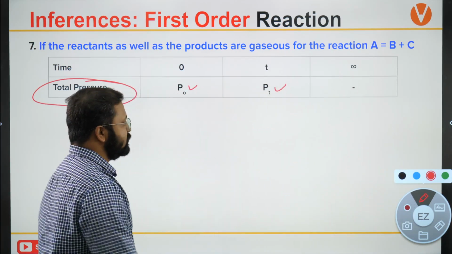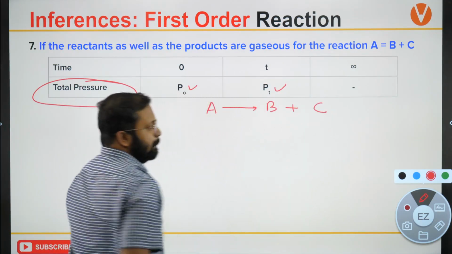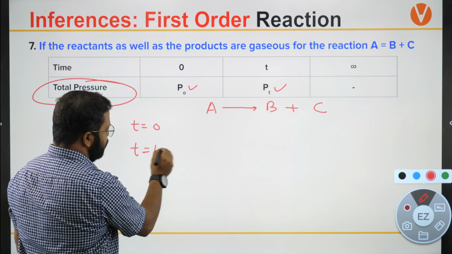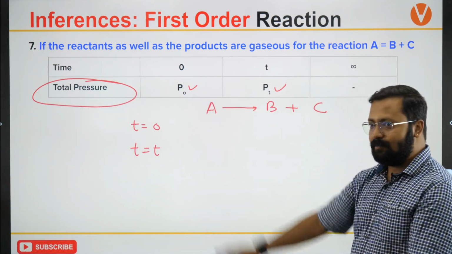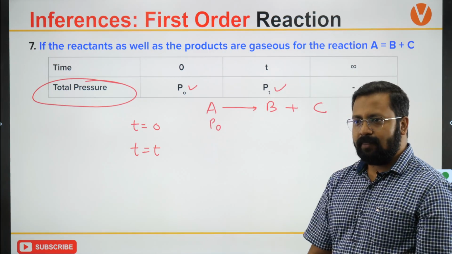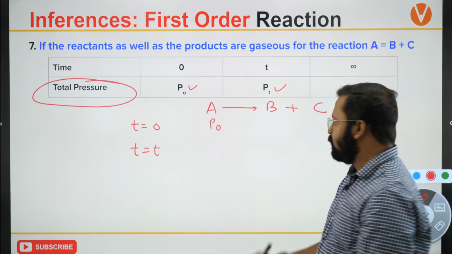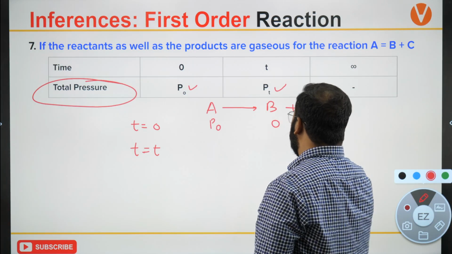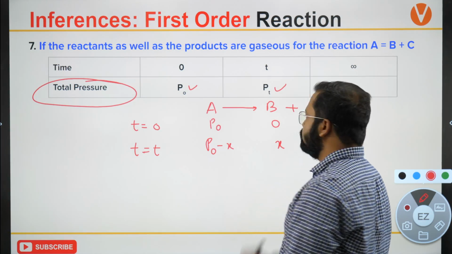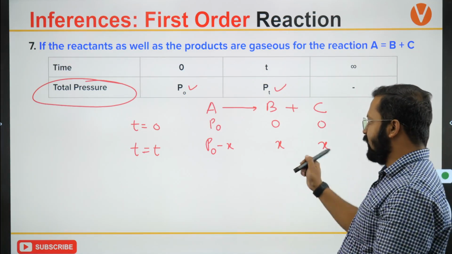So how do we use this relation? A changes to B plus C at time 0 and at time t. What will we write for this? P naught. What is the total pressure initially? We are writing in terms of partial pressure. So this will be written as 0 and 0, and now it will become P naught minus x. This will be x and this will be x, isn't it?